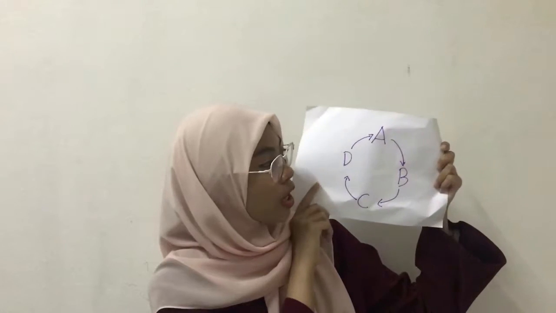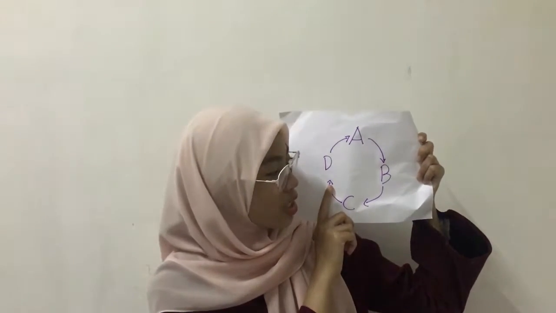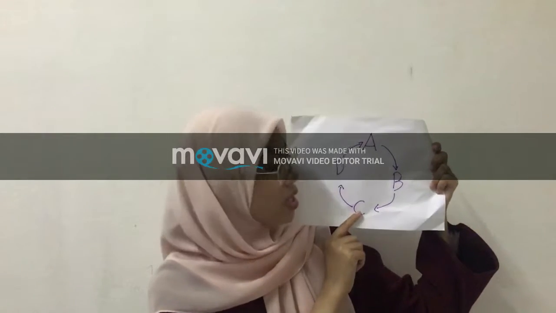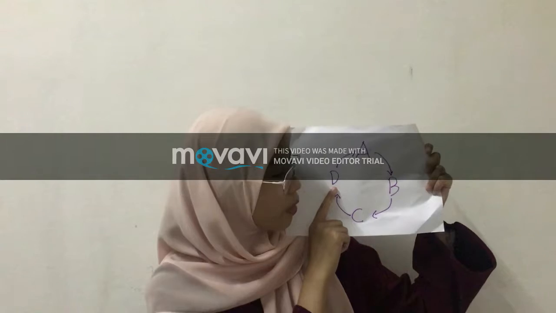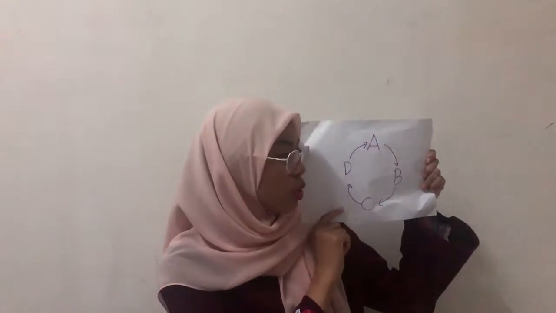For example, process A acquires some resources from process B. Process B acquires some resources from process C. At the same time, process C acquires some resources from process D. Process D acquires some resources from process A. This condition is called the circular wait condition, where a chain of processes are waiting for a resource that is being held by another process.